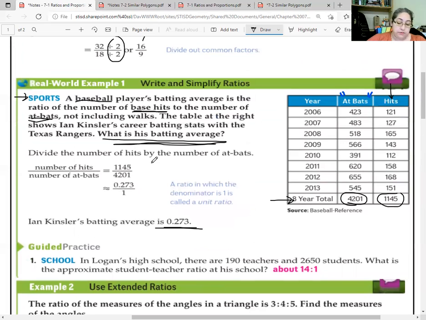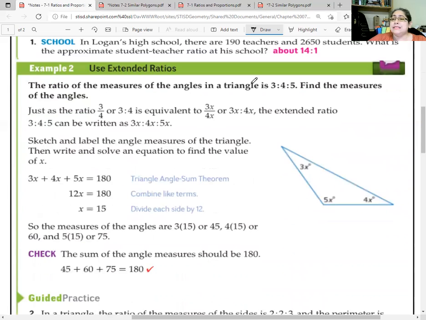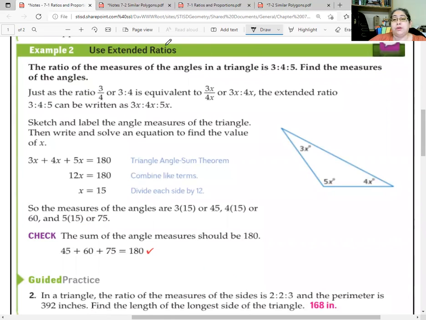This example is exactly how you do the work in your skill practice for this section 7-1, questions 1 through 5. So if you'll make an extra little jot in your notes that says this example 1 will help you with skill practice questions 1 through 5. And it doesn't seem like that's anything new. The thing that might be new though is this thing called extended ratios.